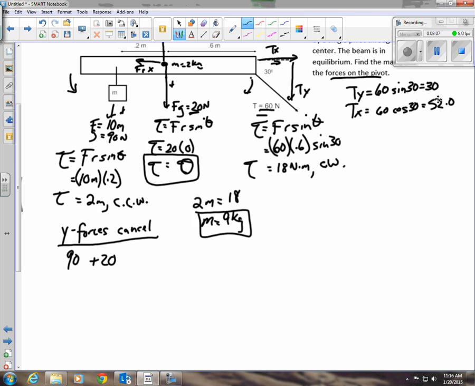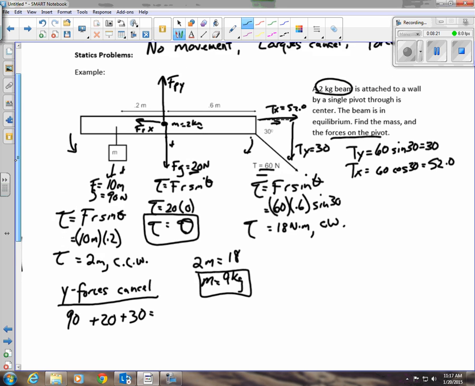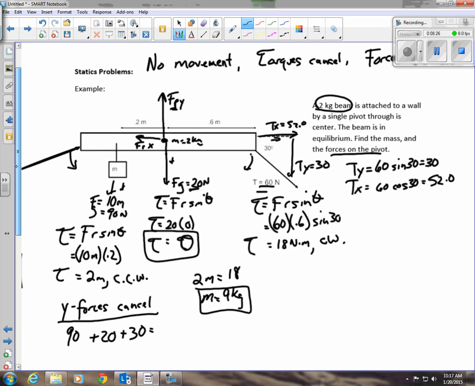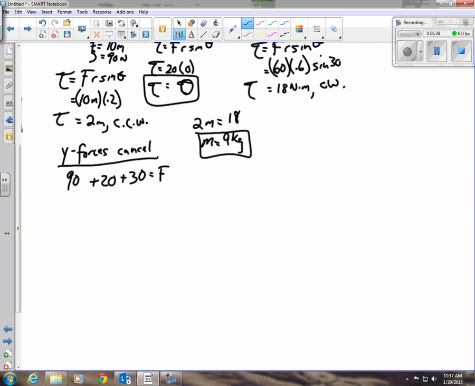So now I have 30 here, and 52 over there. So I have another down force of 30 equals, my only up force is this one right here, the force on the pivot, FPY. So if I add those together, I get 140. Force on the pivot in the Y direction.